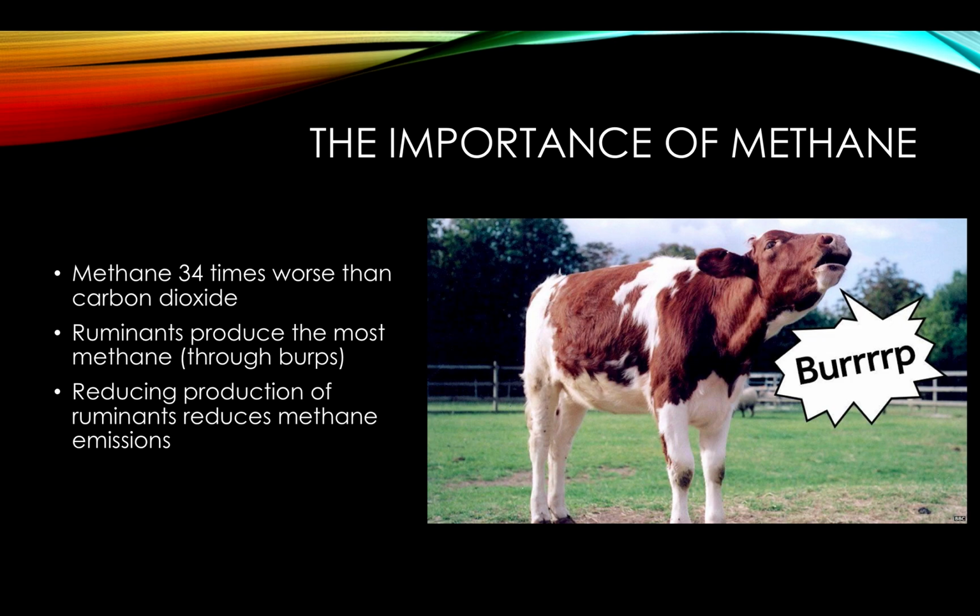The best way to reduce methane emissions and slow down the rate of climate change is to stop producing ruminants. Unfortunately, cattle provide much of the food in America, including beef and dairy, but reducing our intake of beef and dairy can reduce the need and production of cattle, and therefore reduce methane emissions.